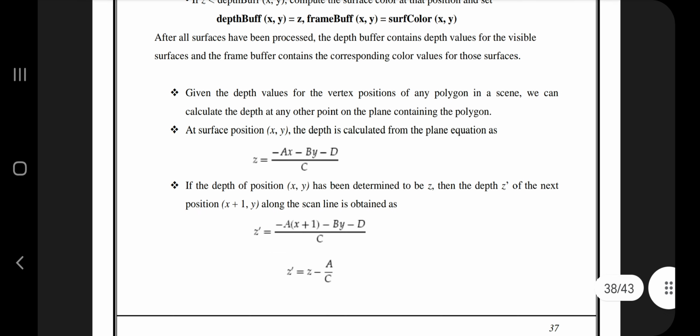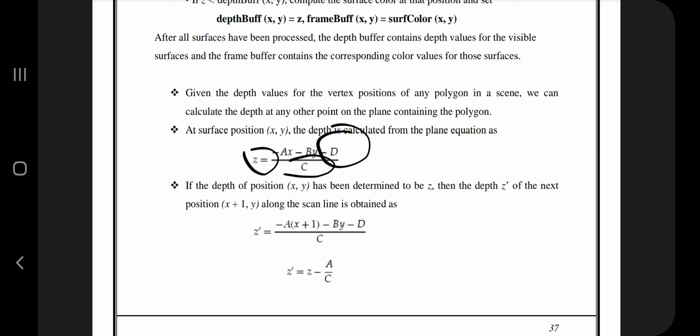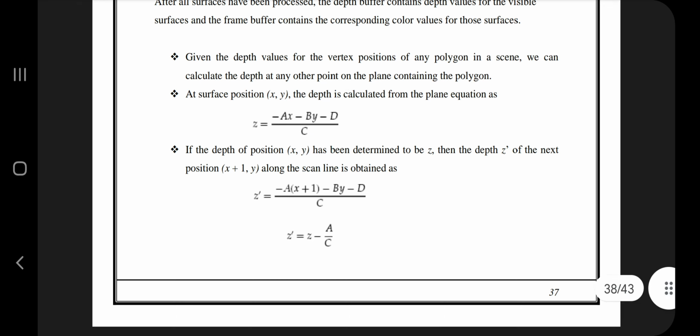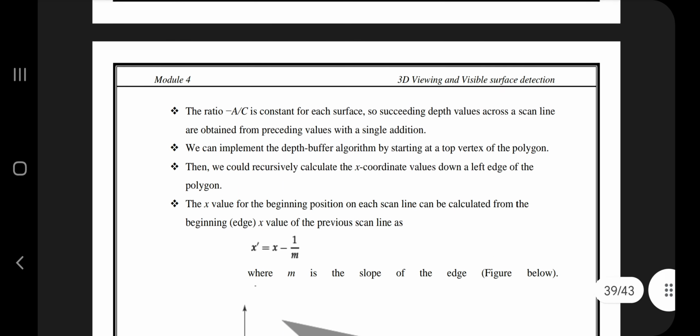How to calculate Z? Z is again calculated by the same equation, ax plus by plus cz equals d. If you forget, you can derive it using this. What is the Z value? Z will be equal to minus ax minus by minus d by c. That's the third point. And the next Z value will be for x plus 1, actually increment by 1. If you subtract both of these equations, you will get minus a by c. So a by c is the factor by which the depth Z gets changed. This difference is nothing but a by c. If you subtract a by c from Z, you will get Z dash. Z minus a by c is equal to Z dash. That's the same equation which is given here. That's the fourth one you have to write.